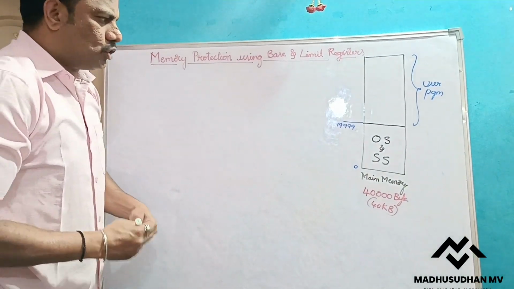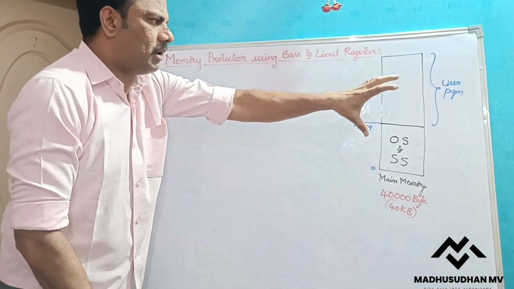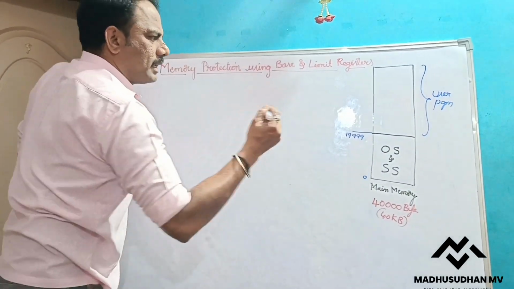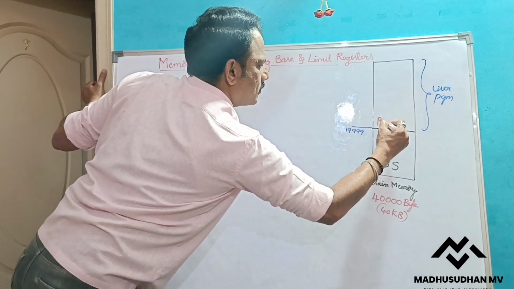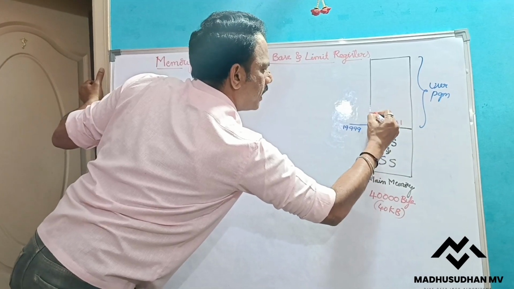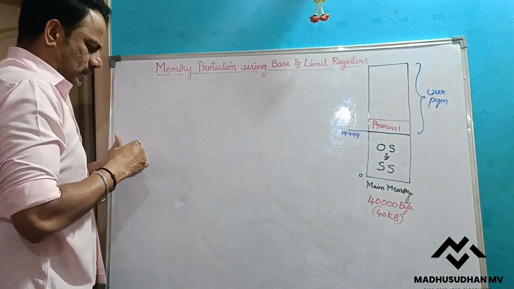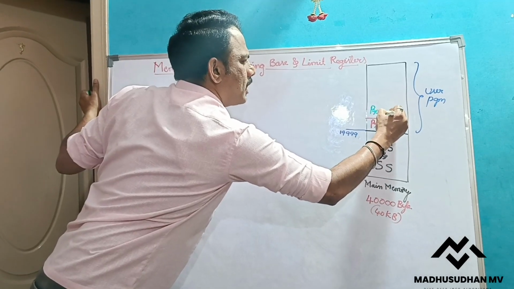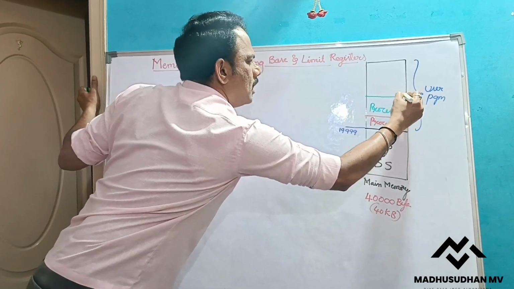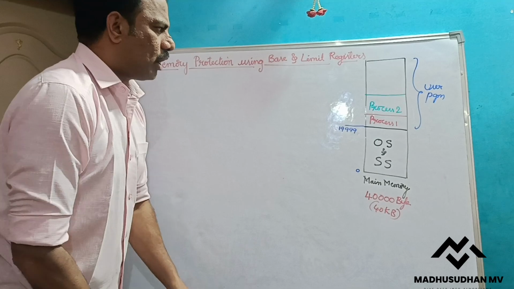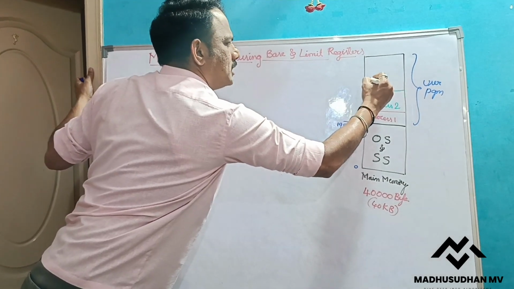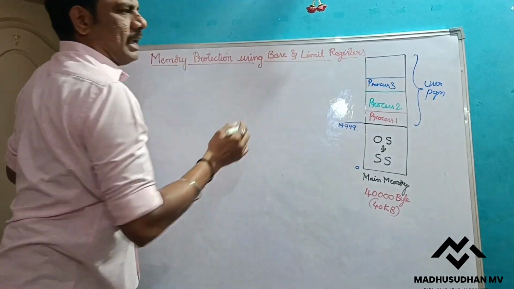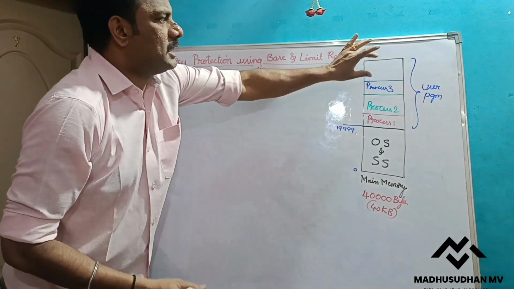Now assume after loading the operating system, we have moved one process, for example process 1. Then after process 1, assume we brought one more process, say process 2. Then after that I brought one more process, for example process 3. And this is vacant space. This space is still free.